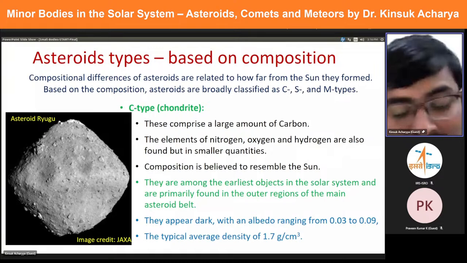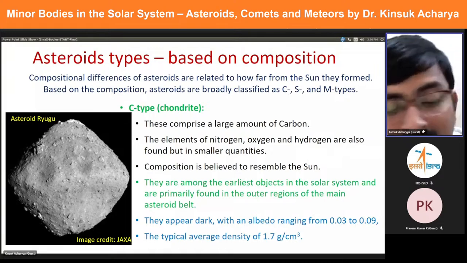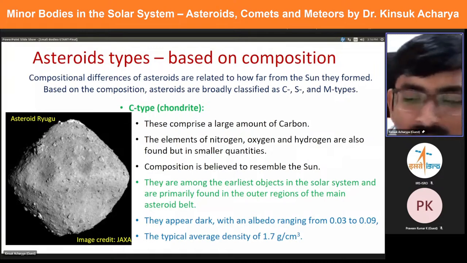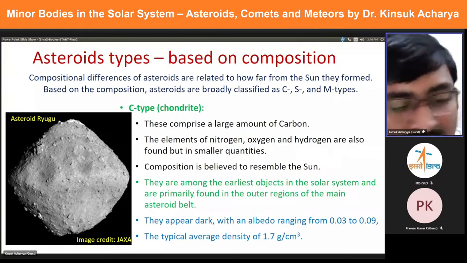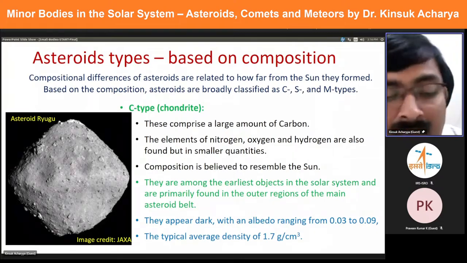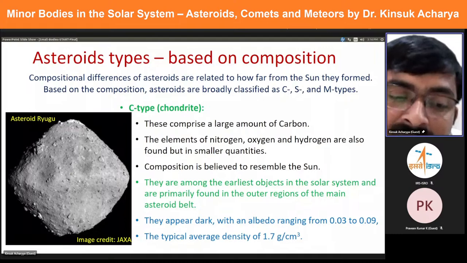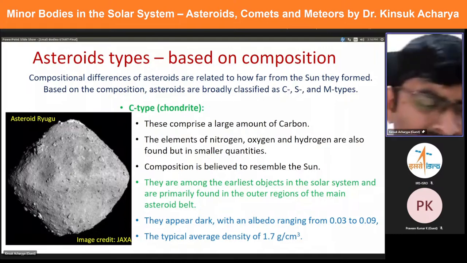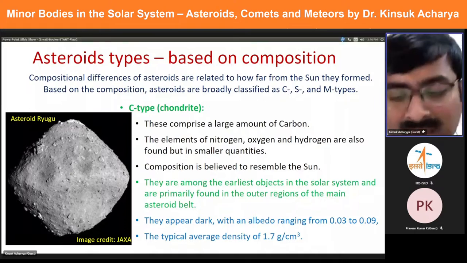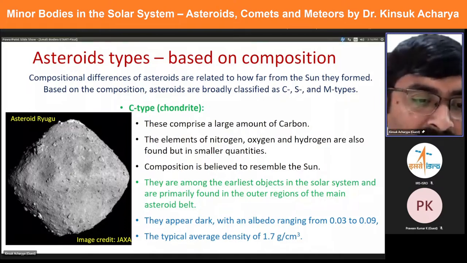So there is a quantity called albedo, based on how much light these objects reflect. Their albedo is only between 0.03 and 0.09. You can assume only 3% to 9% of the light is coming out from this. So you can understand how difficult it is to observe them. And their density is also typically low, about 1.7 grams per centimeter cubed.